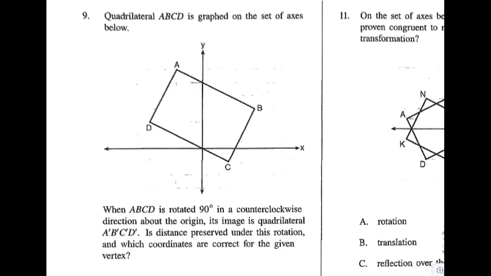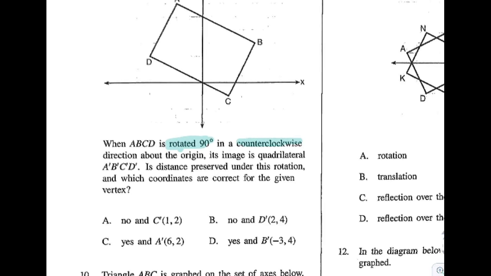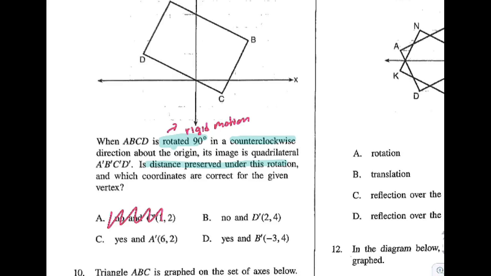Next page. Quadrilateral ABCD is graphed on the set of axes below. When ABCD is rotated 90 degrees counterclockwise, which is positive, that's positive 90 degrees, its image is A prime, B prime, C prime, D prime. Is distance preserved under this rotation? We can answer that part right away. Yes, because a rotation is a rigid motion which preserves distance. So it's got to be a yes. So it can't be anything with a no.